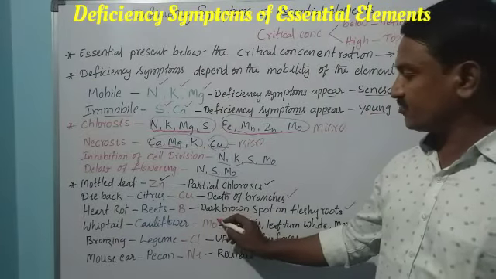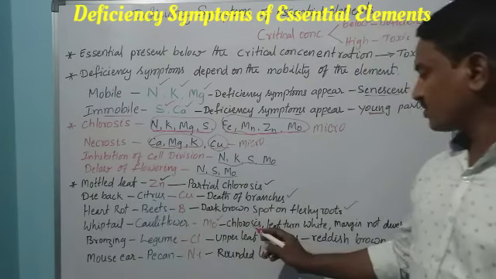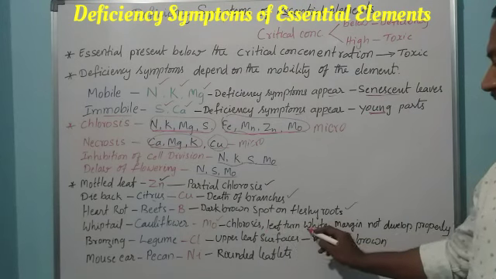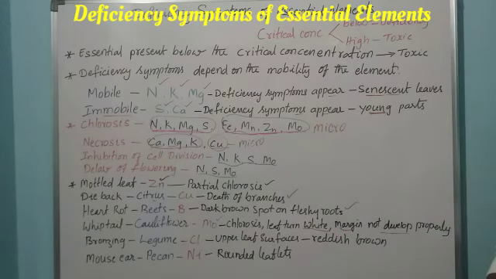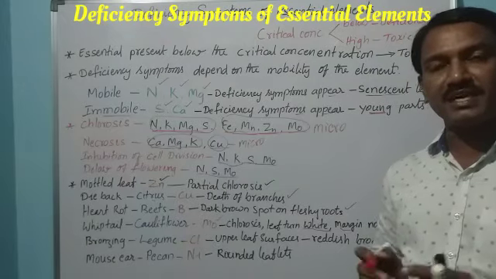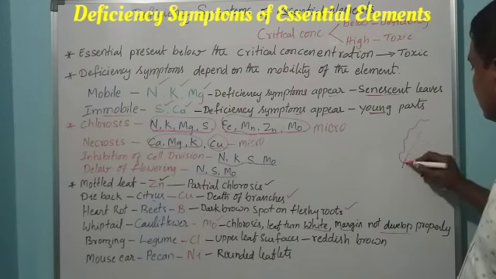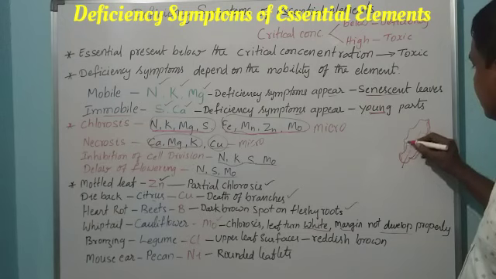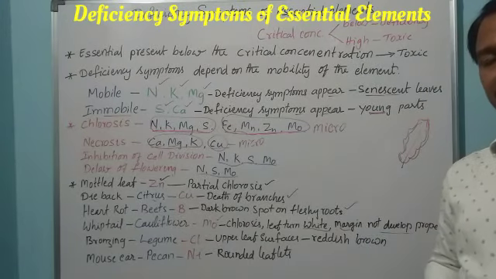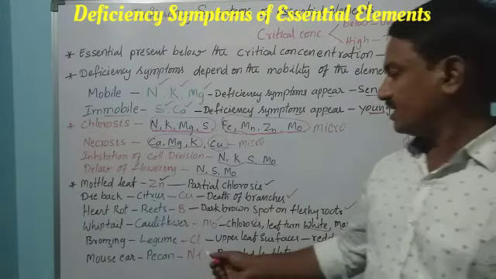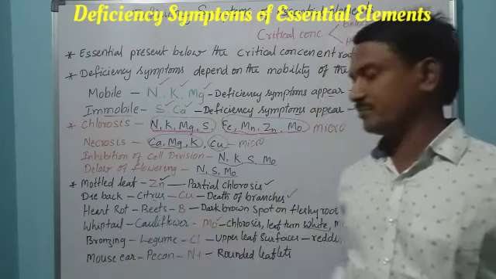Whiptail in cauliflower is caused by deficiency of molybdenum. Whiptail means chlorosis, the leaf turns white, and the leaf margins do not develop properly. The leaf margins show curling towards the inside and are not developed properly. That is caused by deficiency of molybdenum in cauliflower, and it is called whiptail.